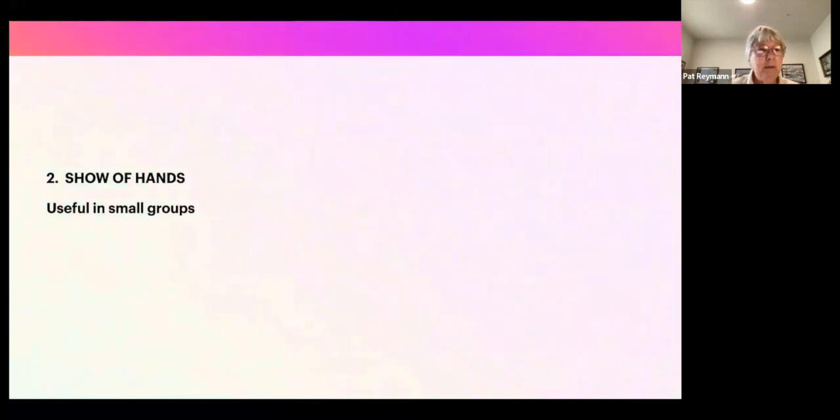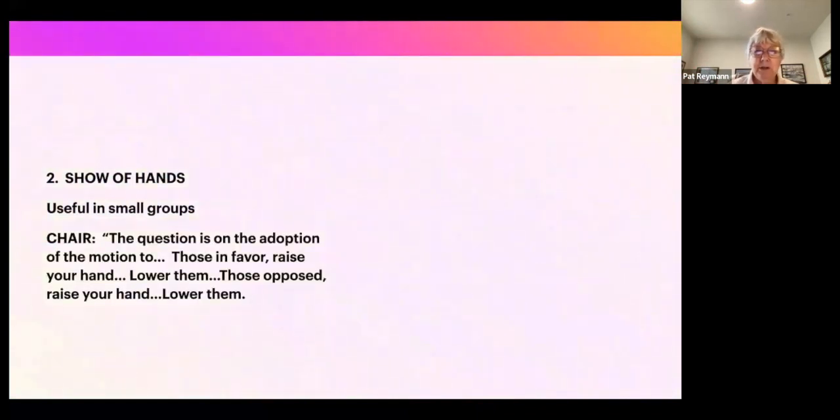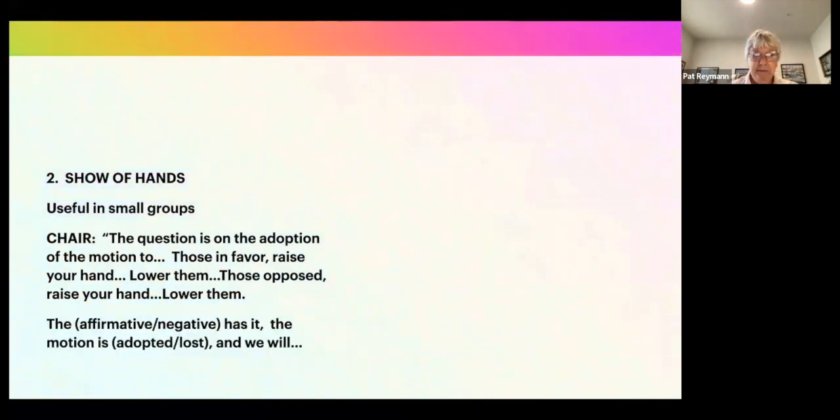So in a small group, the chair can say the question is on the adoption of the motion to do such and such. Those in favor, raise your hand. You can specify the right hand if you want. Lower them. Those opposed, raise your hand. Lower them. The affirmative or negative has it. The motion is adopted or lost, and we will. So the same process, but just different directions for that part as to what do you do to indicate your choice.